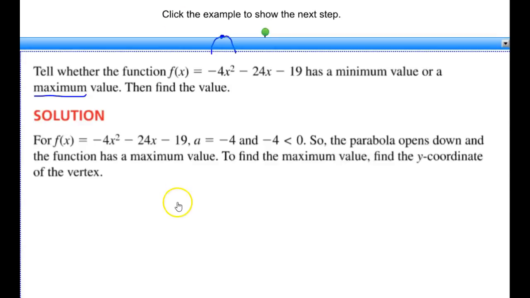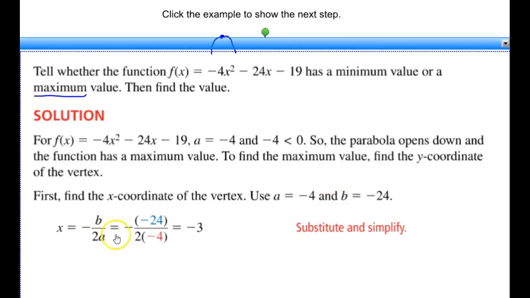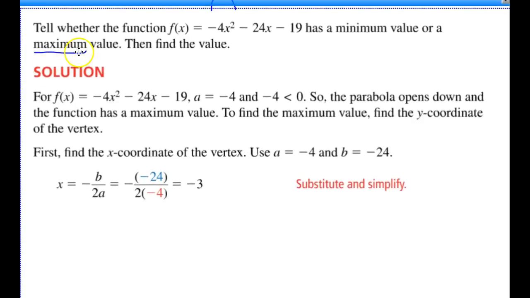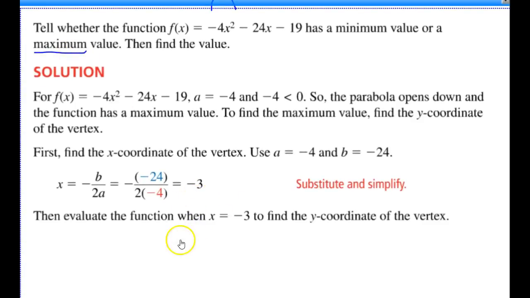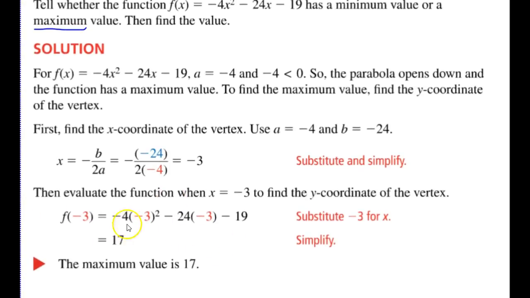So how I can do that is I use my a and my b to first find the x coordinate. I always have to find my negative b over 2a, always have to start here, and simplify. So I've got the negative of negative 24, and then 2 times negative 4, which gives me negative 3. So that's the x value, but that is not the maximum value. I'm asked to find the maximum. So I go ahead and substitute this in. Wherever I see an x in my original equation, I substitute in, then I simplify. And so this 17 is going to be my maximum value because this is the y value of the vertex. So that is my maximum value.